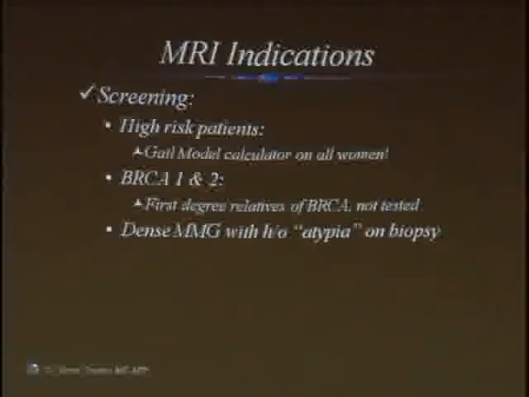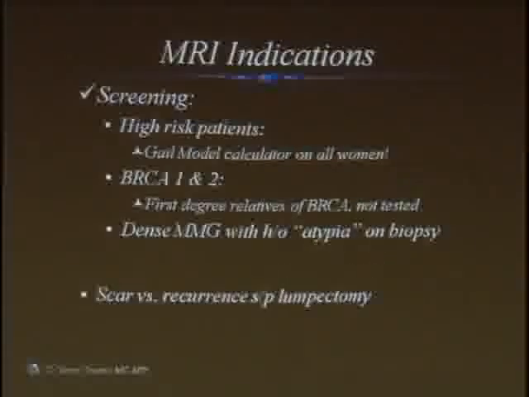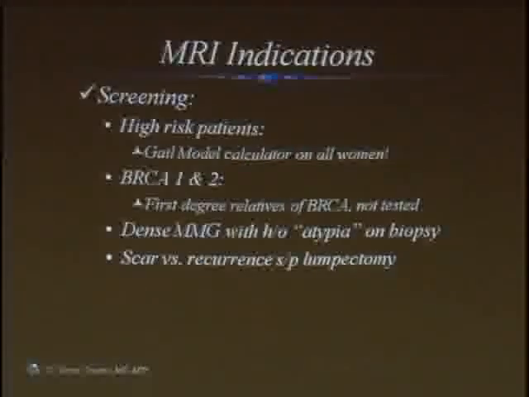You have one of those and a dense mammogram, you're in. Insurance pays. Scar versus recurrence at a lumpectomy site. You've got a history of cancer. You've had a cancer lopped out, your breast is still there, you got radiation, and your breast is deformed. You've got a personal history of breast cancer.